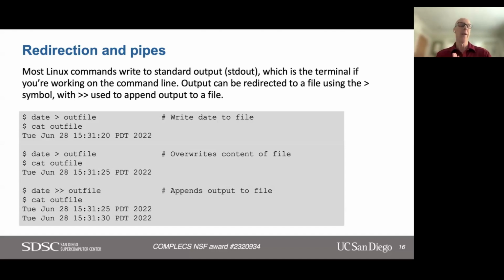So let's look at an example. Let's say I'm going to run the date command. So I'm going to execute date, and redirect the output into a file called outfile. If I look at the contents, I see here Tuesday, June 28th, and we see the timestamp, 15:31:20, 2022. Now, if I execute that same command again, it's going to overwrite the content of the file. But instead, if I use two of the greater than symbols, date >> outfile, and I look at the content, I'm going to see that I've now appended the output.